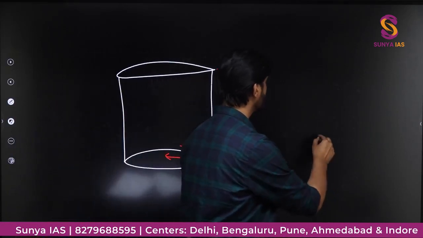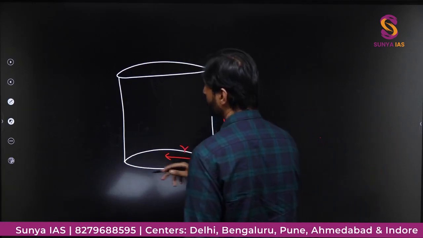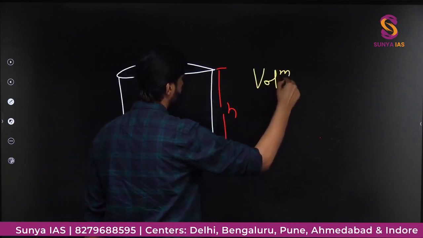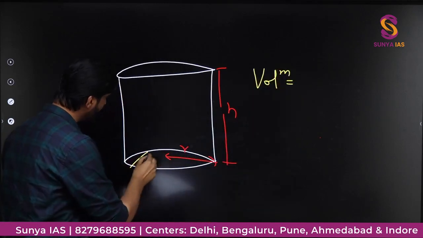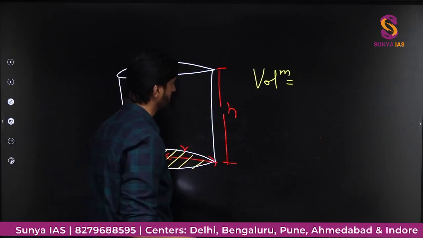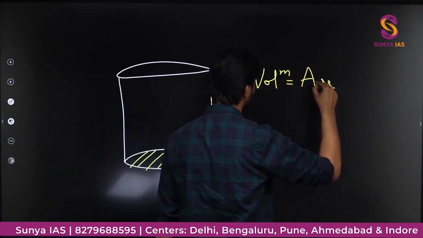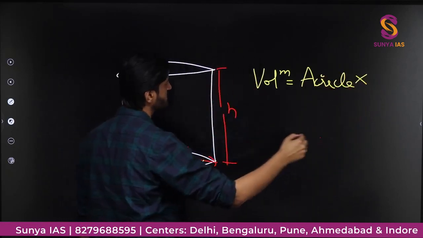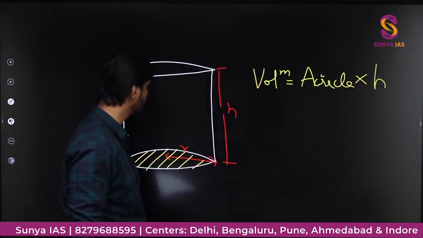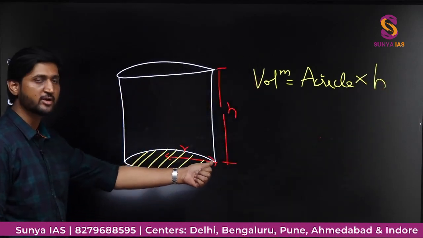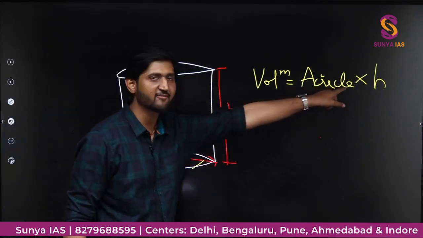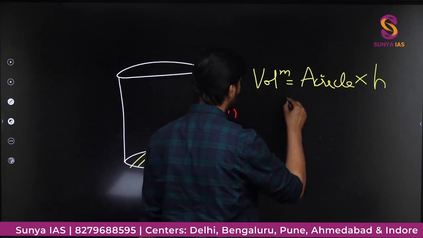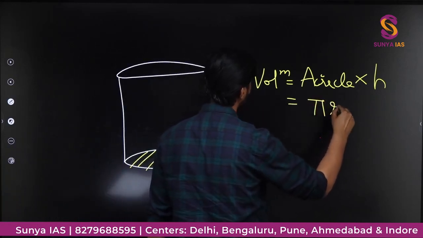Generally, the formula for volume is simply equal to the area of the base, the area of this circle, into this height. So what is volume? Volume is nothing but the area of the base. Now here the base is circular in shape, so we write the area of the circle into height, that will be the volume, right? So what is the area of a circle? That is nothing but pi r square.